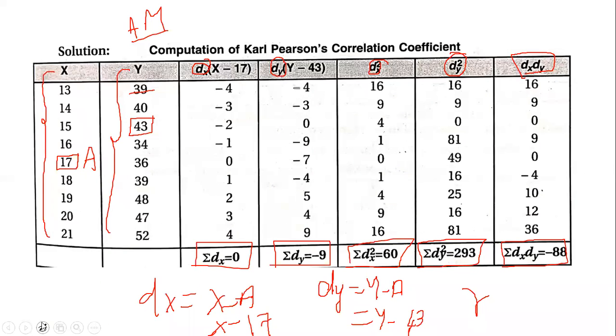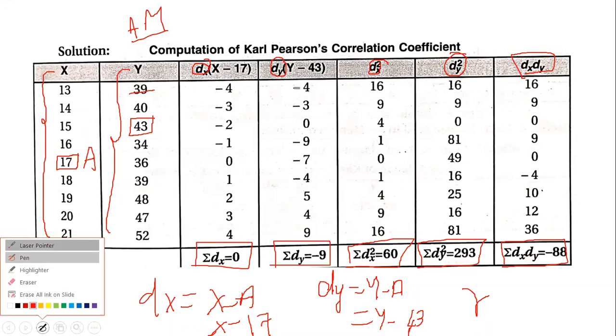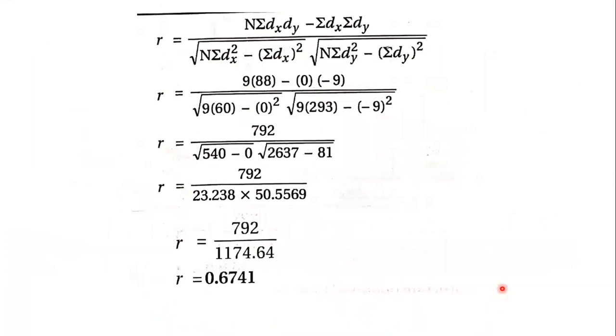Now once we are done with the table calculation, let us go to the formula calculation. Now in formula, R is equal to, formula is very important for every problem as I already told you. R is equal to n into sigma dx dy minus sigma dx into sigma dy, whole divided by square root of n into sigma dx square minus sigma dx whole square, times square root of n into sigma dy square minus sigma dy whole square. So this is the whole value that we have got.